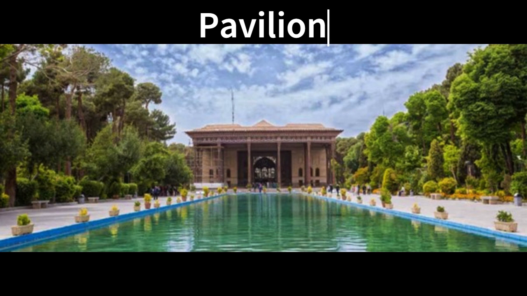Pavilions are often situated in strategic locations within the garden, taking advantage of the surrounding vegetation and water features to create a tranquil and serene atmosphere. They may be constructed using a variety of materials, including brick, stone, wood, and plaster, and are often decorated with intricate tile work, calligraphy, and other decorative elements.